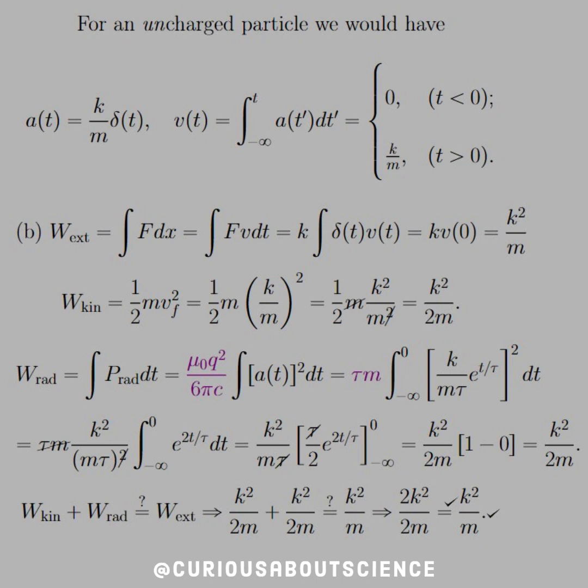So does the kinetic energy plus the radiation energy equal the work done by the external force? Well, we get k squared over 2m plus k squared over 2m. Does that equal k squared over m? Well, sure does, because then you get 2k squared over 2m and the 2's cancel. So you're left with k squared over m. That's pretty darn cool.